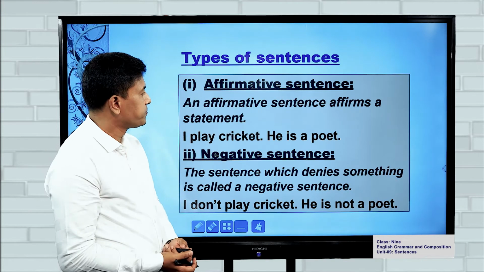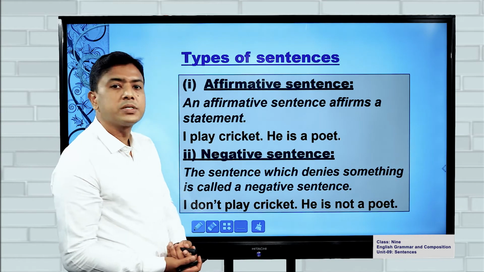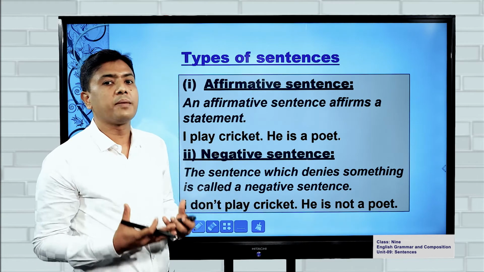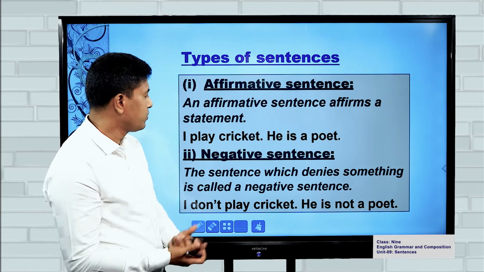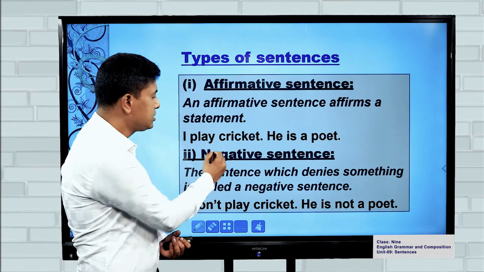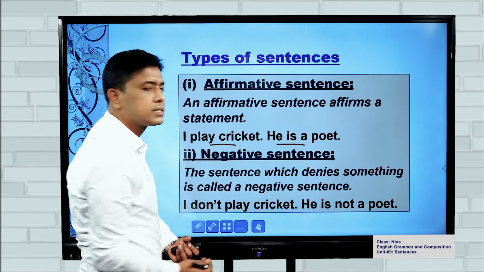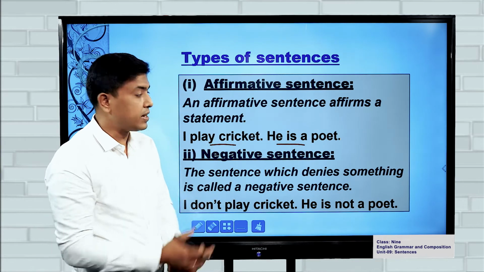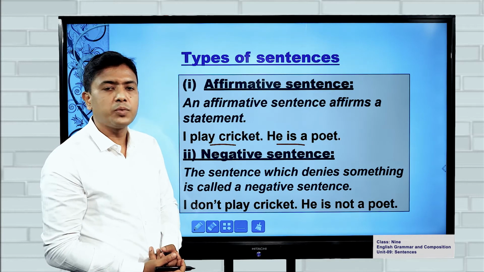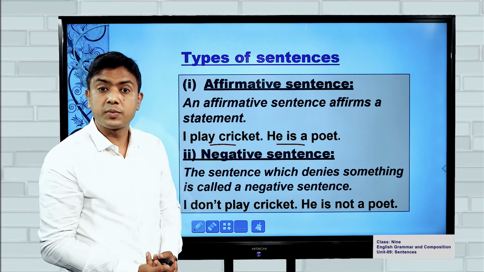Affirmative sentence. An affirmative sentence affirms a statement. Affirms means to say yes. It is talking about a positive connotation. For example, I play cricket. He is a poet. These 2 examples are an example of affirmative sentence. They are assertive, but also affirming a statement. Therefore, we can say these 2 are affirmative sentence.